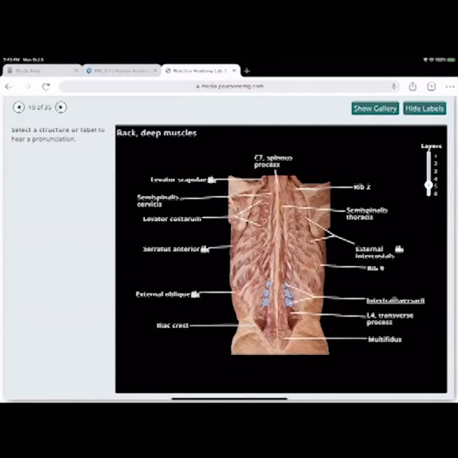Okay. You got rib number 9. You can see rib 10 below it, rib 11 from there, and all the different ribs. These are the external intercostal muscles of the ribs. The semispinalis thoracis muscle there, and you see rib number 2 as it comes off T2 up there. And one more deeper layer here.